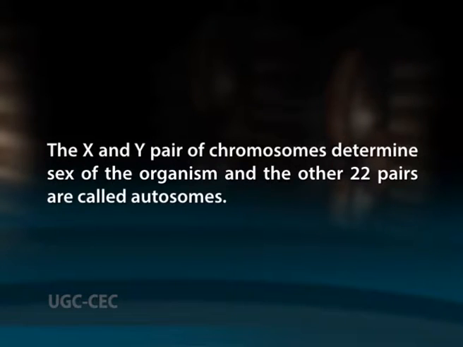The chromosomes are organized into 23 pairs. One chromosome of each pair is inherited from the mother and one from the father. The X and Y pair of chromosomes determine the sex of the organism and the other 22 pairs are called autosomes. The human genome is made up of a set of very long DNA molecules, one corresponding to each chromosome.